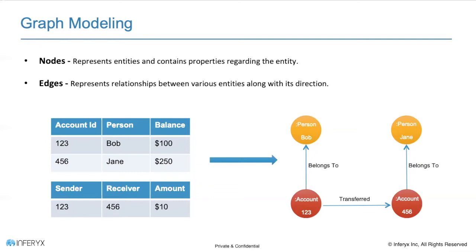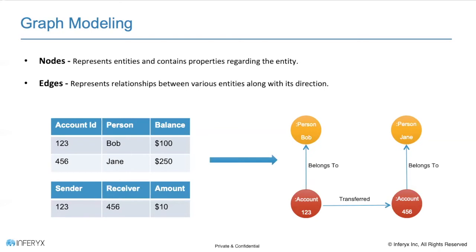So the yellow represents the person and the red represents the account. Since there are two accounts and two persons involved, altogether there are four nodes. So the first thing is to identify the node types and then identify the relationships between them. Between the persons, I don't have any data here to show how the two are connected. Maybe if I had shown whether they belong to the same family, then we would have drawn another edge between Bob and Jane saying what the relationship is.